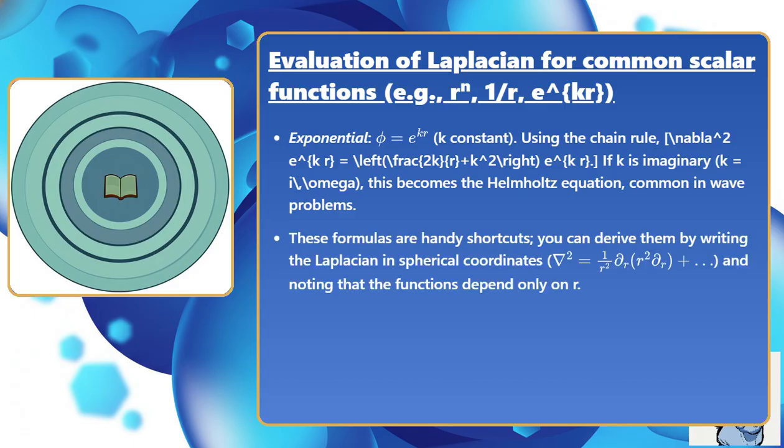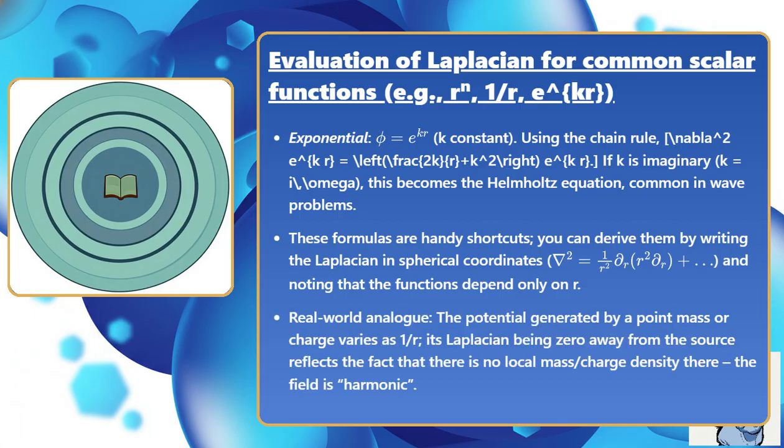These formulas are handy shortcuts. You can derive them by writing the Laplacian in spherical coordinates. Nabla squared equals 1 over r squared partial derivative with respect to r of r squared partial derivative with respect to r, and noting that the functions depend only on r.